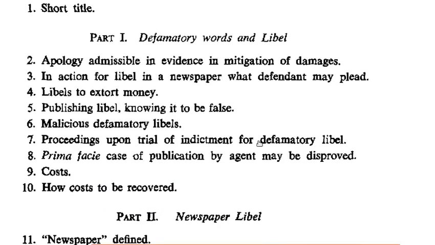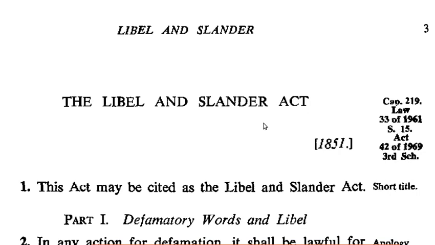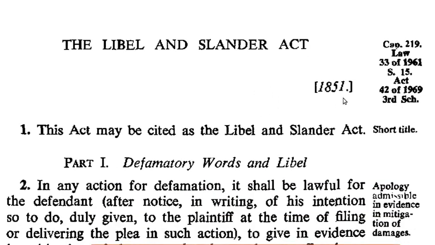So these are the arrangements of sections. (1851), and this is saying that the latest update to it was in 1969. Section 1, short title. This act may be cited as the Libel and Slander Act.